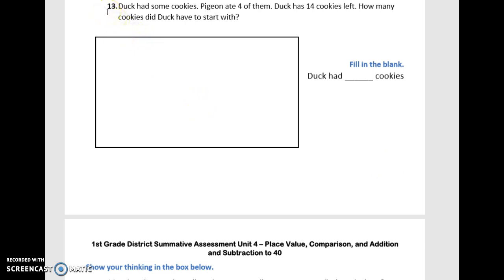Number 13. Duck had some cookies. Pigeon ate 4 of them. Duck has 14 cookies left. How many cookies did Duck have to start with? Draw your picture. Fill in the blank. Duck had blank cookies.